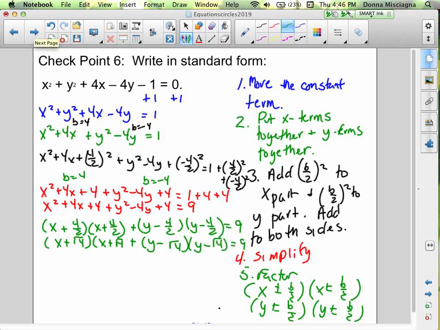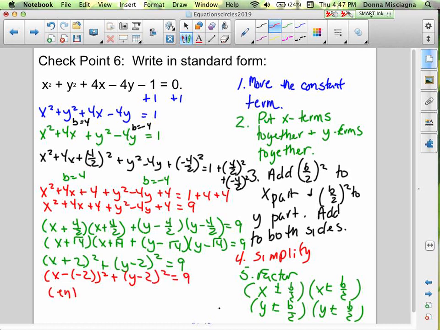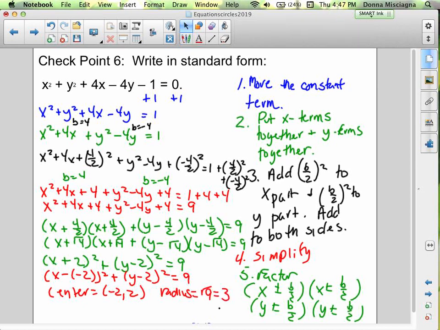Either way, 4 divided by 2 or square root of 4, this is x plus 2. And there's 2 of them, so it's x plus 2 squared. Negative 4 divided by 2 or minus the square root of 4, either way, that's minus 2. So that's y minus 2, and there's 2 of them, so that's y minus 2 squared equals 9. And remember that the negative goes with the equation, so that plus 2 is really x minus a negative 2 squared plus y minus 2 squared equals 9. The center equals negative 2, 2, and the radius is the square root of 9, which is 3. And there we go, another one done.